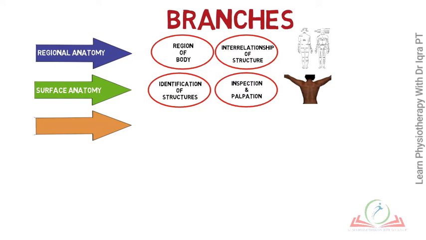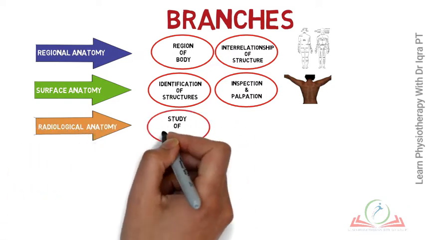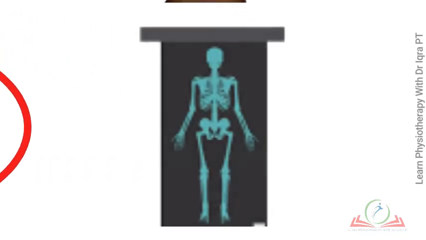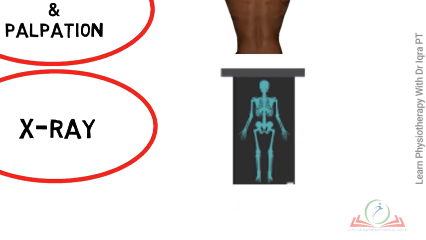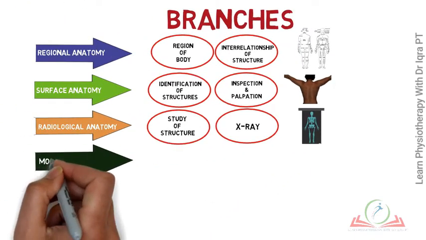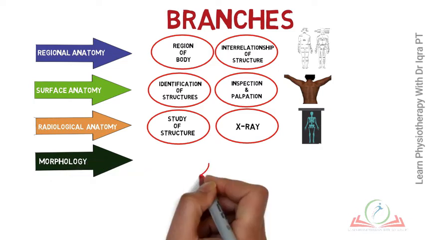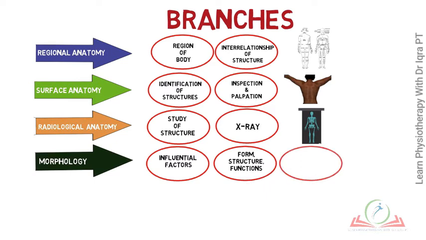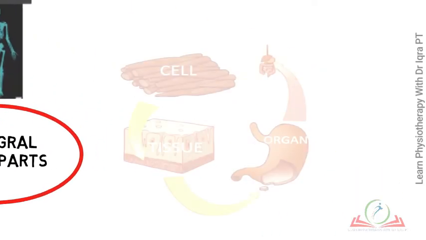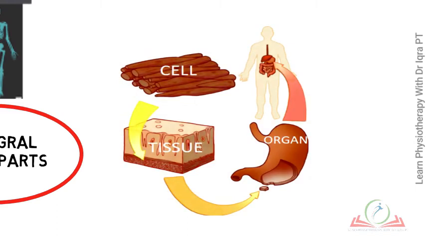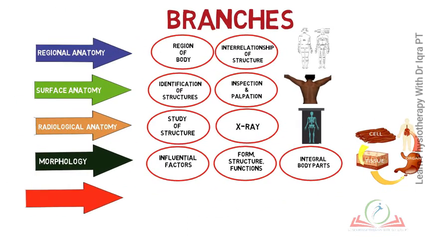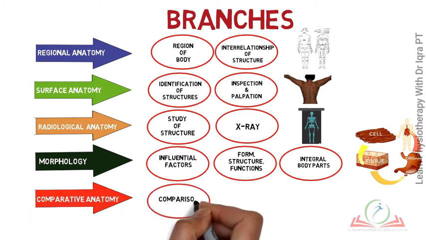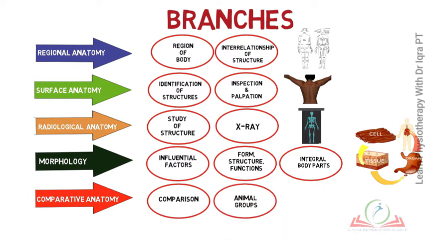Radiographical anatomy. Radiographical anatomy is the study of structures with the help of X-ray. For example, the shape or the density of the bone on an X-ray. Then the morphology, that deals with the factors that influence the form, structure and function of the parts that make up the human body, as how a cell is converted into a tissue, then an organ and finally into an organism.